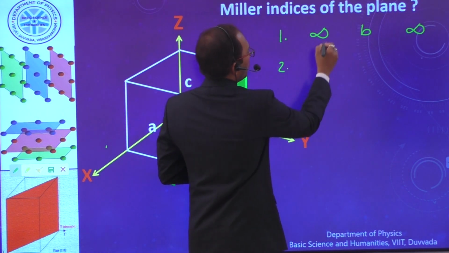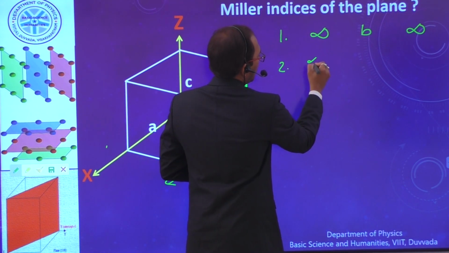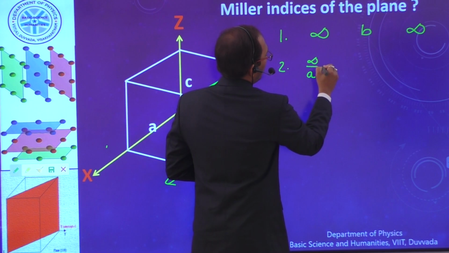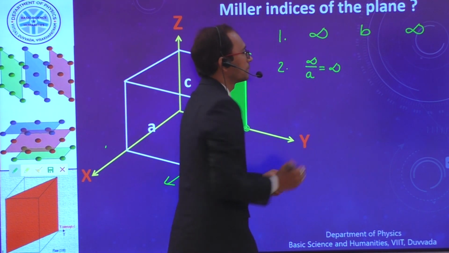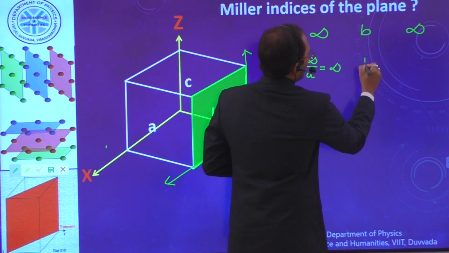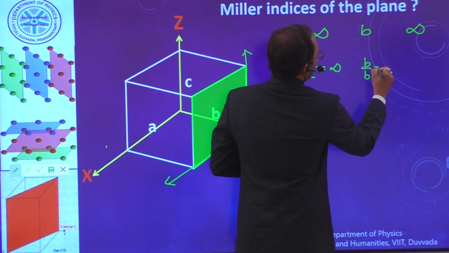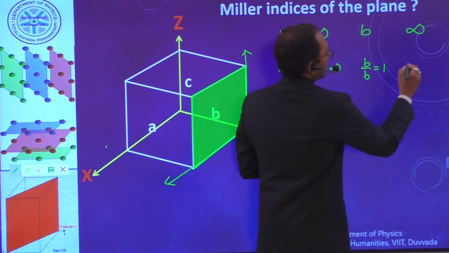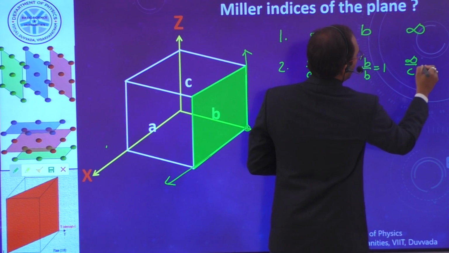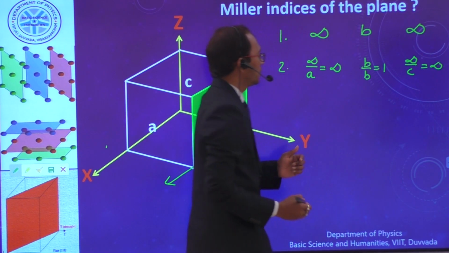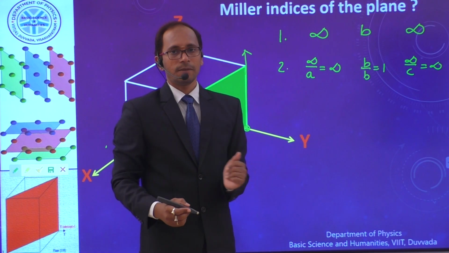That means infinity by a, so always it is infinity. b by b is 1. Again infinity by c is infinity. Now you got infinity, 1 and infinity.